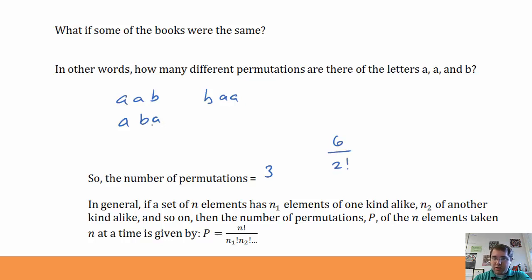I'm not really dividing by 2, I'm dividing by 2 factorial, which happens to be 2. So this is really 3 factorial divided by 2 factorial. The number of letters I have, the factorial of that, divided by the permutations of the letter A, which are 2 because there are 2 letter A's. So 2 factorial. Does that make any sense?